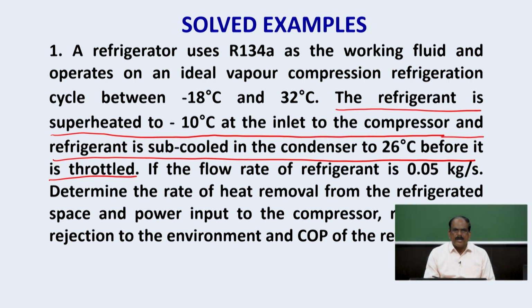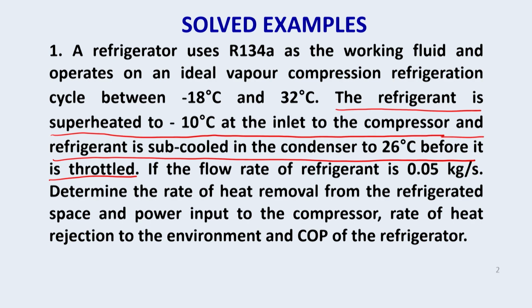So separately we have seen the performance of a vapor compression system in which the refrigerant is superheated at the inlet of the compressor, and in the previous lecture we have seen the condition of liquid refrigerant leaving the condenser. It is subcooled from 32 degrees centigrade to 26 degrees centigrade. So this problem is a combination of both subcooling and superheating. The flow rate of the refrigerant remains the same, 0.05 kg per second. Determine the rate of heat removal from the refrigerated space and power input to the compressor, rate of heat rejection to the environment, and COP of the refrigerator.